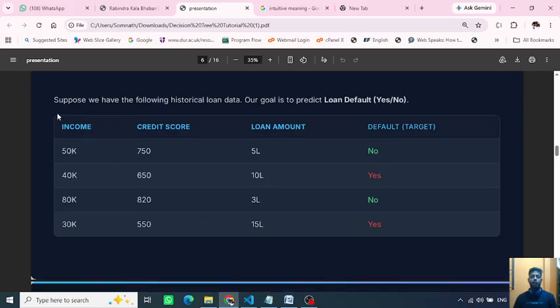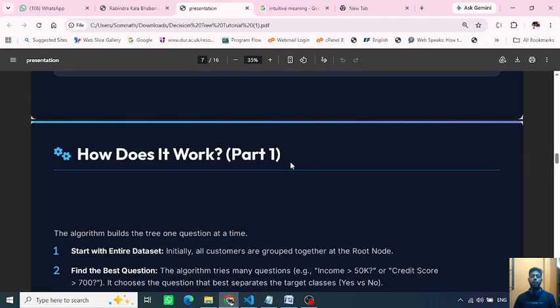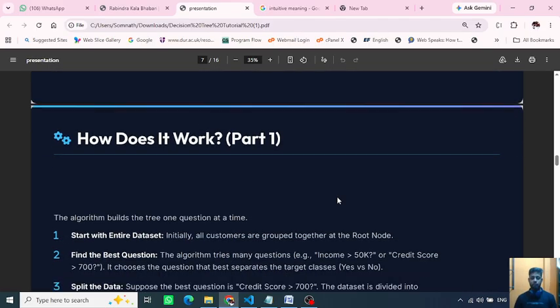our customer data set. I mean loan default. You can see for each customer the income is 50K, the credit score, the loan amount, and the default target: no, yes, no, yes. I mean loan default, not default, yes, yes. Okay, so these are example data sets. Now let me explain how it works.